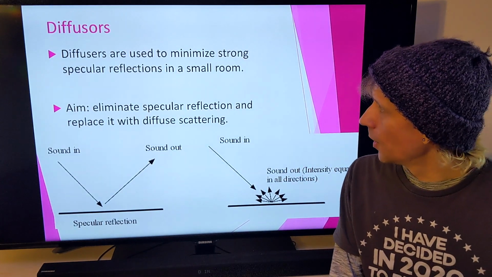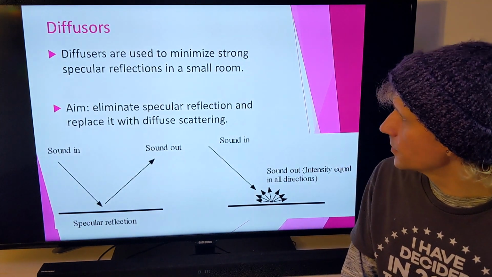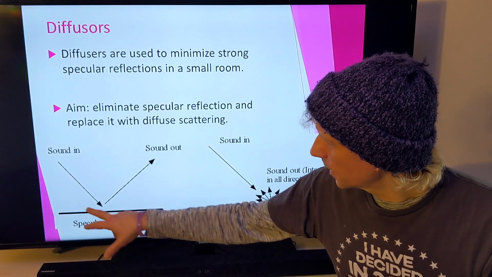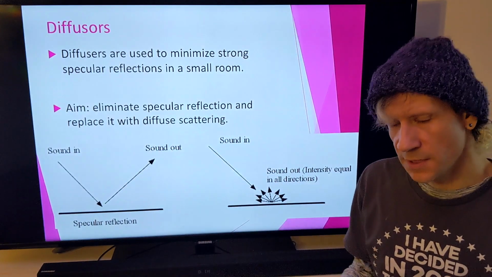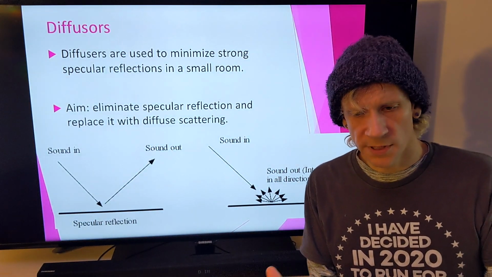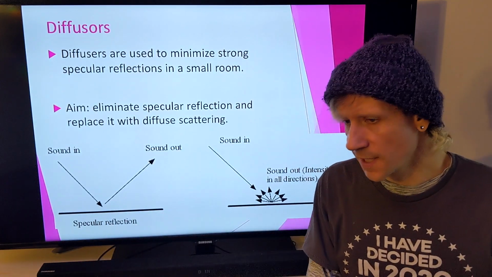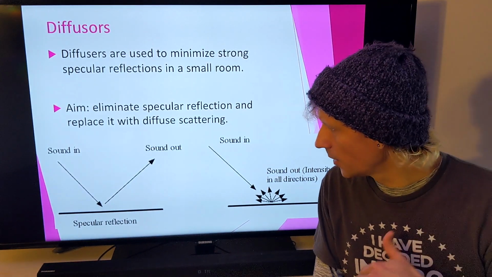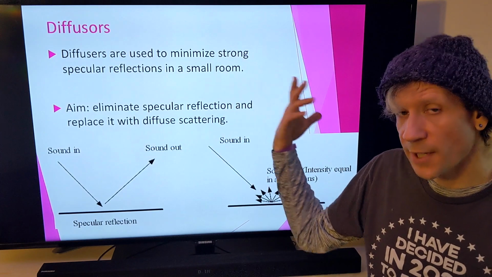Diffusers are used to minimize strong specular reflection. So what is a specular reflection? A specular reflection is anything that looks like this, where the angle of incidence equals the angle of reflection. I assume most of you play pool. It's kind of the idea. And this is what's going to happen if we have a hard surface most of the time. Frequencies enter, angle of incidence equals angle of reflection, and they reflect specularly.